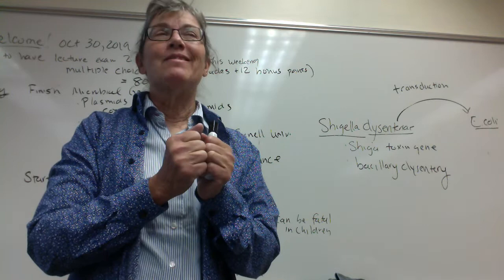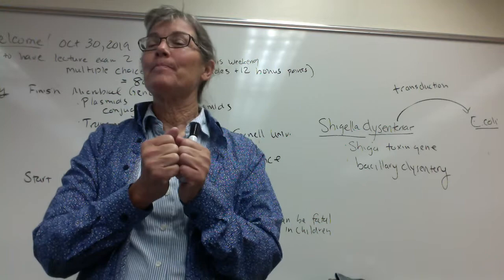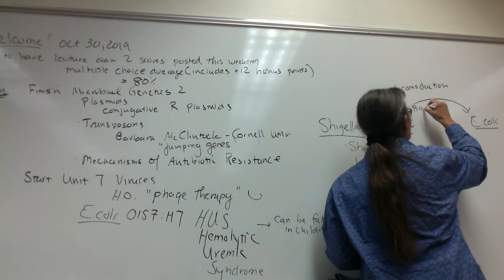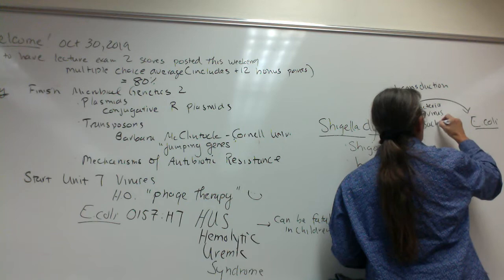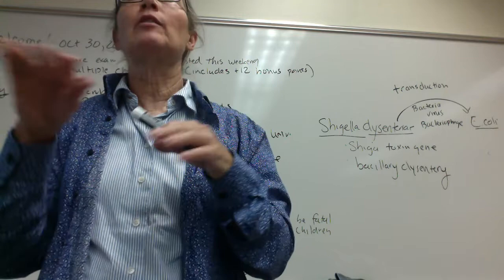In transduction, the donor is dead. So how is the donor DNA getting to the recipient? Bacteriophage, awesome, you guys. So it was a little bacteria virus, also known as a bacteriophage. They carried the donor DNA, carrying the Shiga toxin gene, to E. coli, and injected the E. coli with the Shiga toxin gene. And then we'll talk about how it got incorporated into the chromosome.